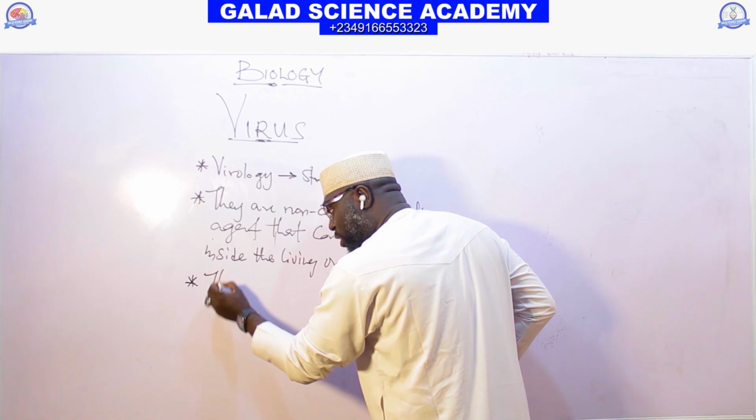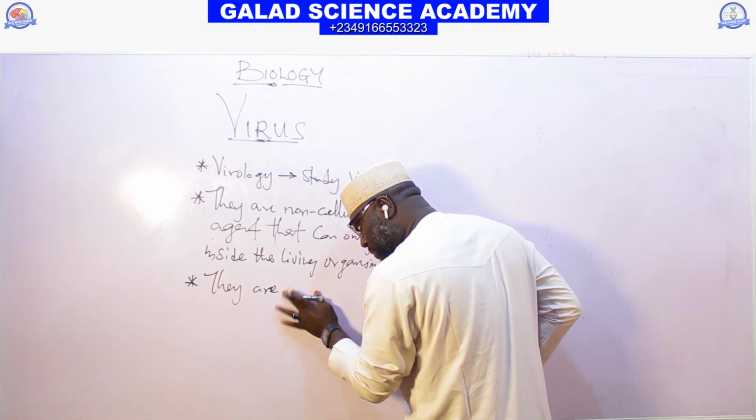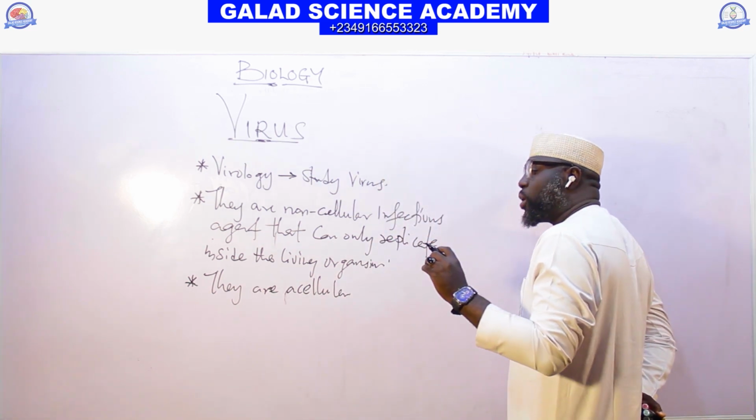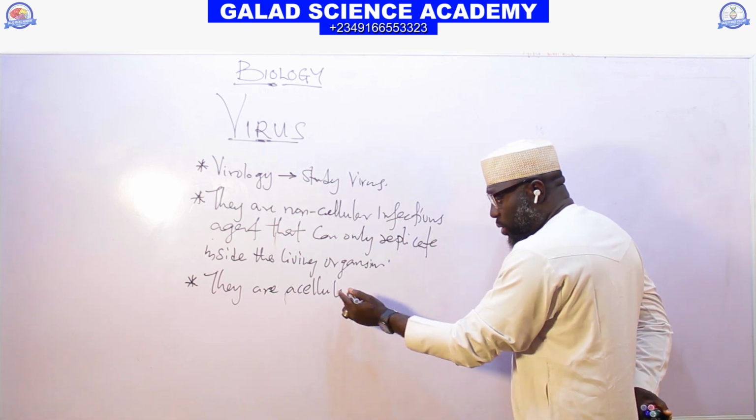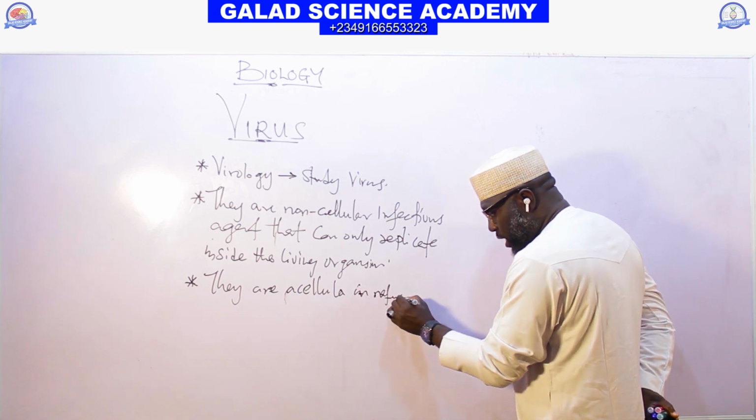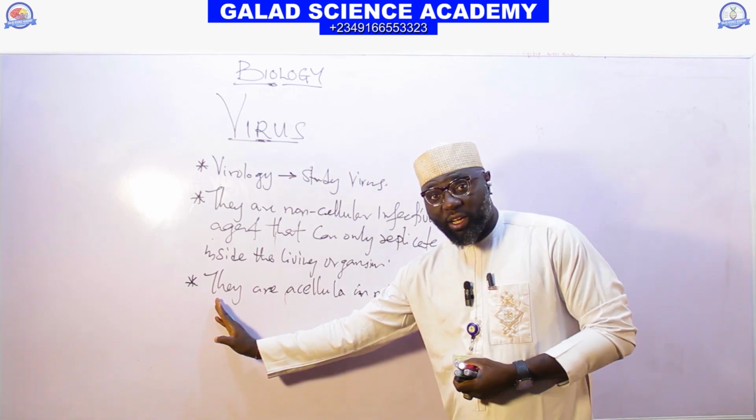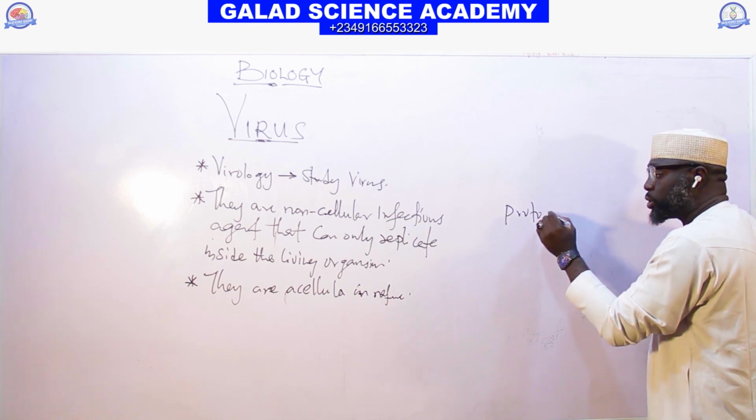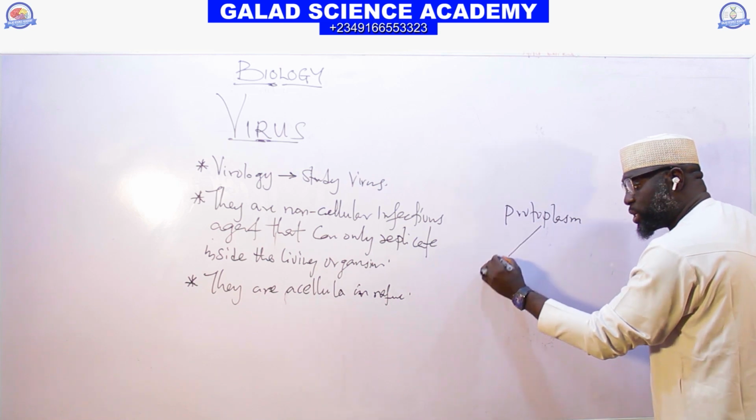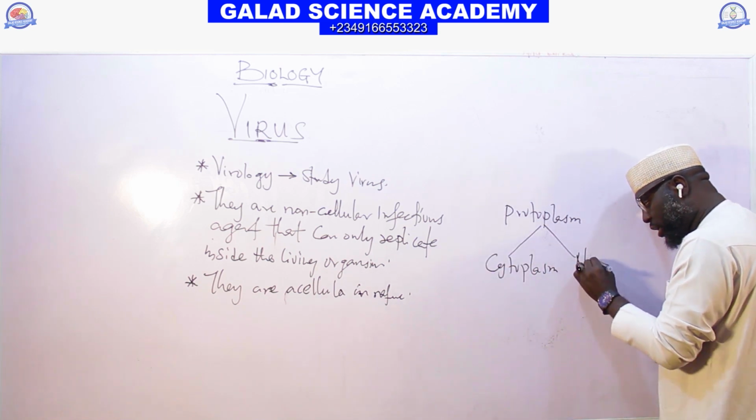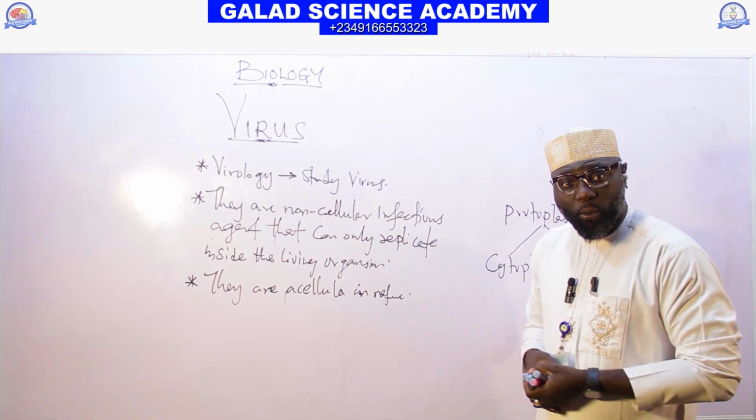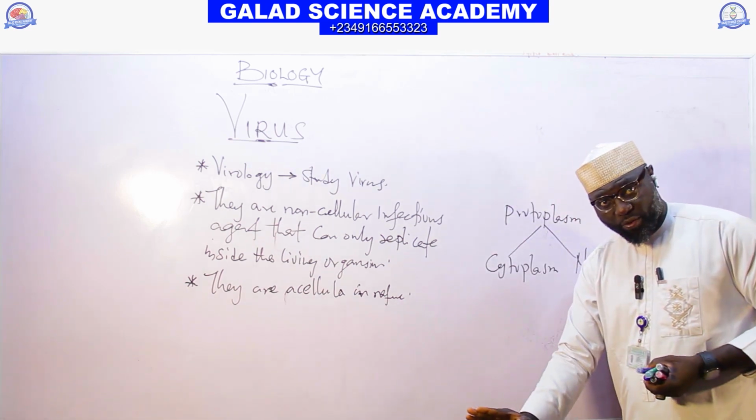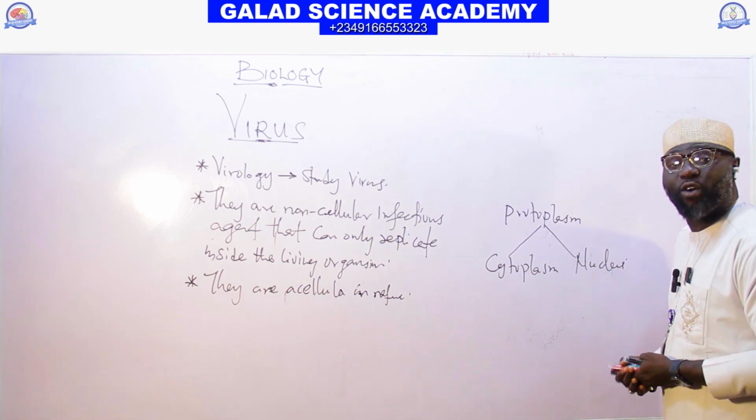We can also say that viruses are acellular in nature. Acellular in nature simply means they don't have cells. There is no protoplasm inside. The protoplasm simply means cytoplasm and nucleus. So what I'm trying to explain is that viruses are acellular in nature, that is, no cellular life. They don't have cytoplasm, they don't have nucleus, they don't have cell organelles.